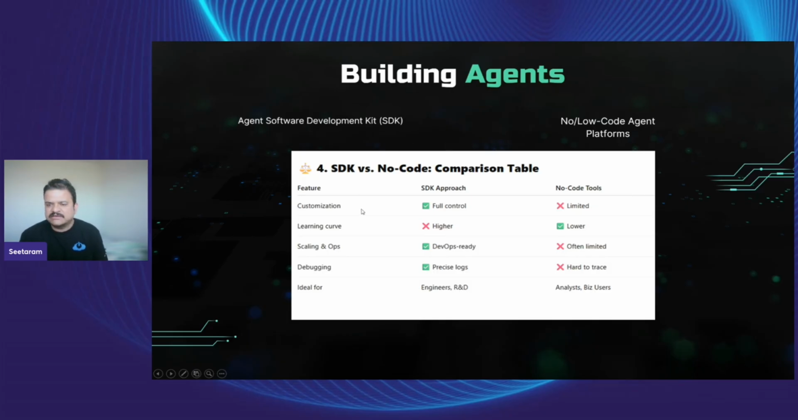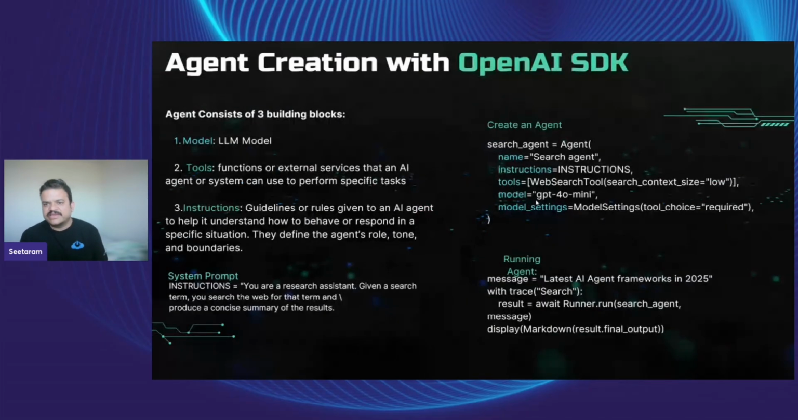If you look at the features, we have customization, learning curve, scaling, debugging, and ideal for, and the SDK approach has a lot of tick marks, whereas no code has very limited customization. So this is another factor why I choose SDK rather than no code. Now let me go over how we can create an agent using the OpenAI SDK. In this, you will see the agent consists of three building blocks.